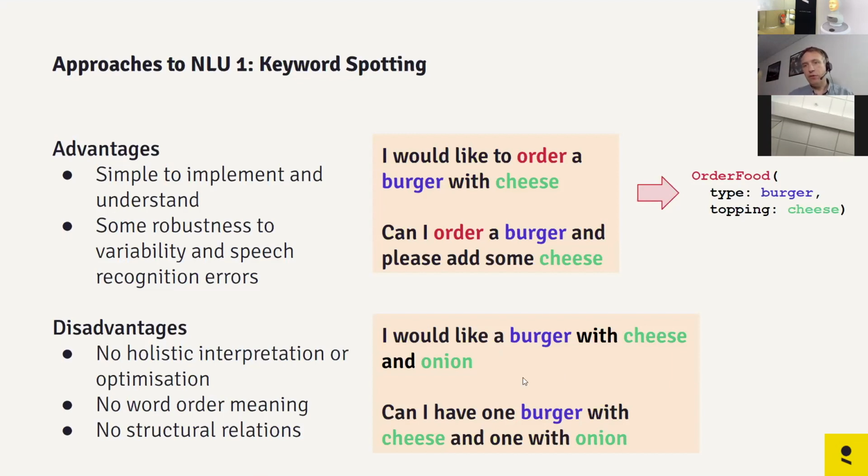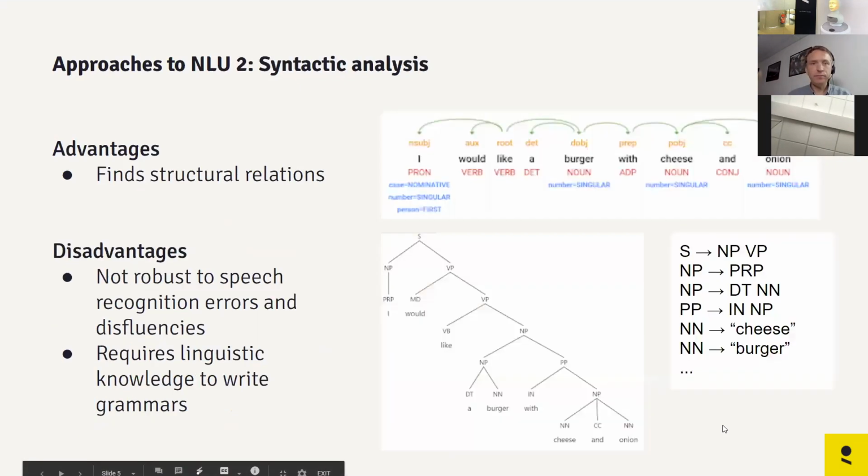It doesn't find any sort of structural relation. So if we're just looking at words, what if the user said, can I have one burger with cheese and one with onion? If we just picked words, we would think that the user wants a burger with cheese and onion, which is wrong. It's two different burgers. So clearly this is very limited. It doesn't really work or scale up.